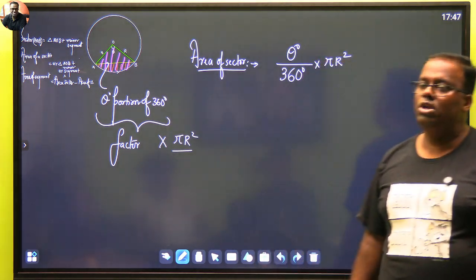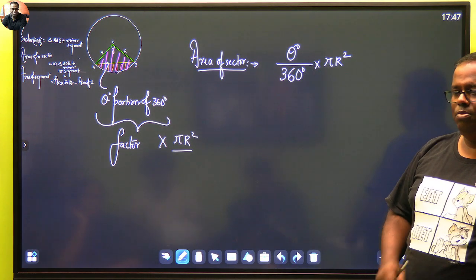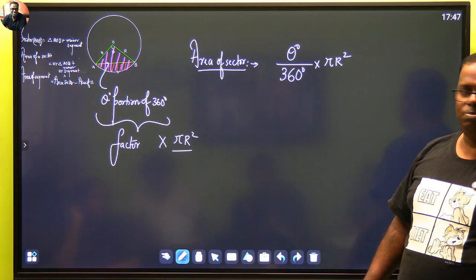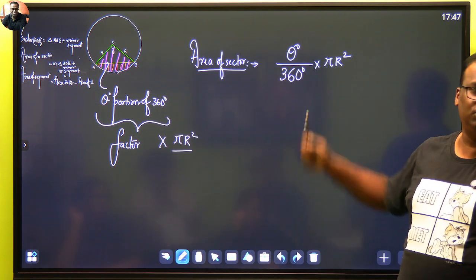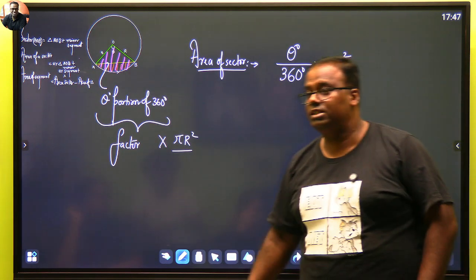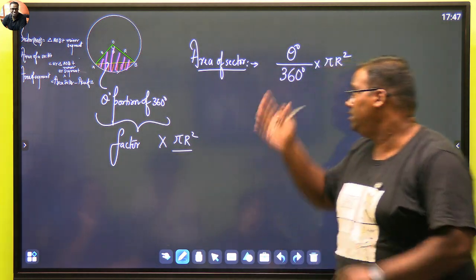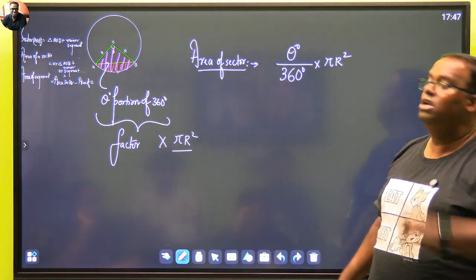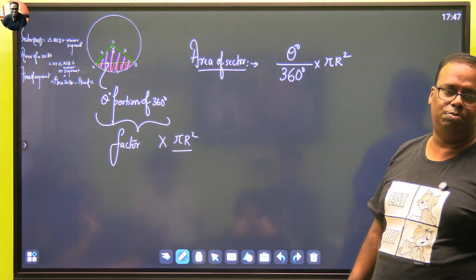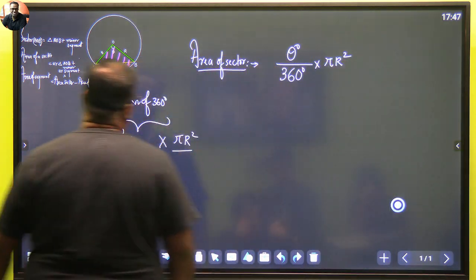Now tell me, if the sector is a semicircle, that means half the circle, what angle will it subtend? 180 degree. 180 upon 360 is how much? Half of the area of the circle. If my sectors are quadrants, the angle they subtend is 90 degree. So 90 upon 360 is how much? 1/4. So 1/4 into pi r square is pi r square by 4. That is 1/4 of a pizza. Did the logic make sense? Very good, you are sharp kids.